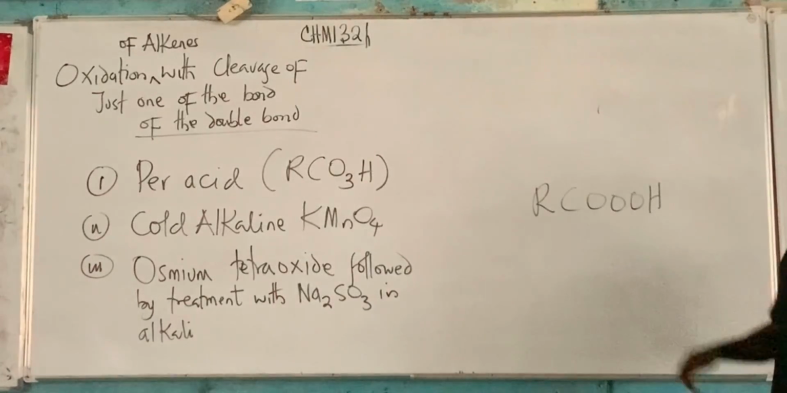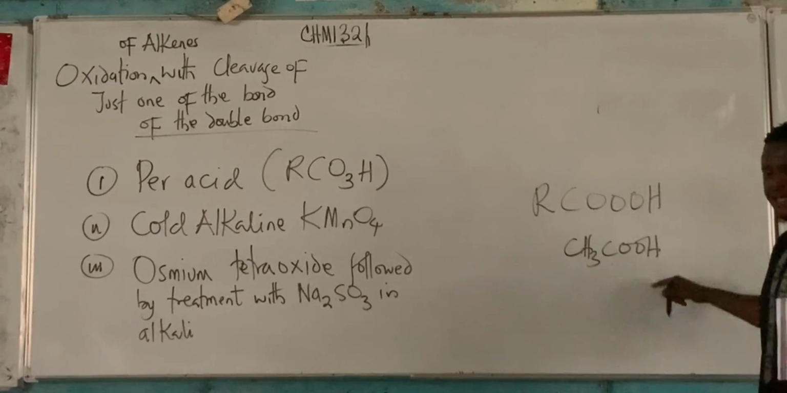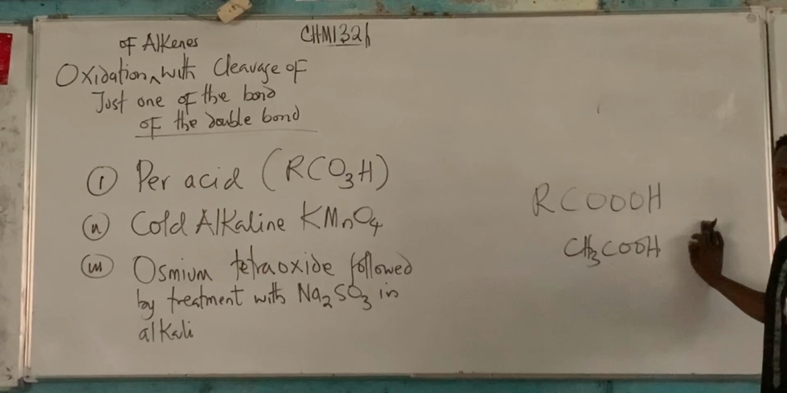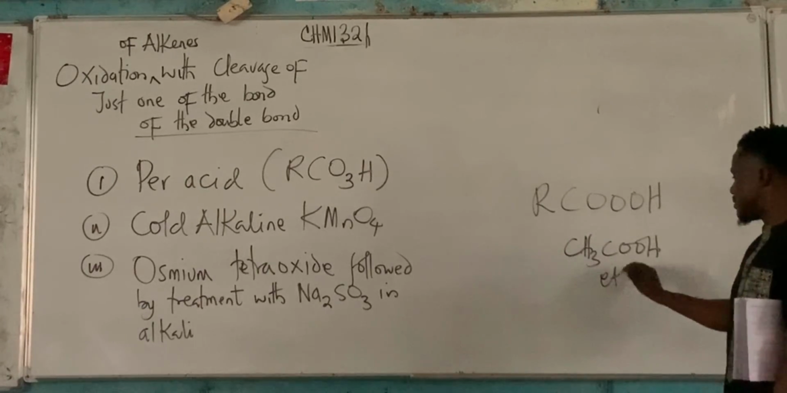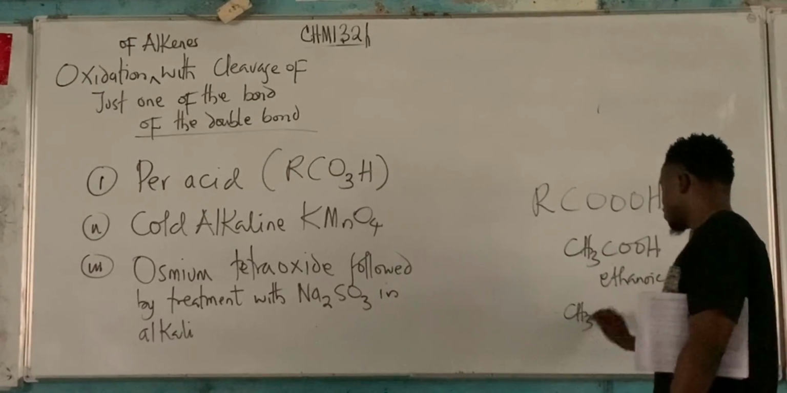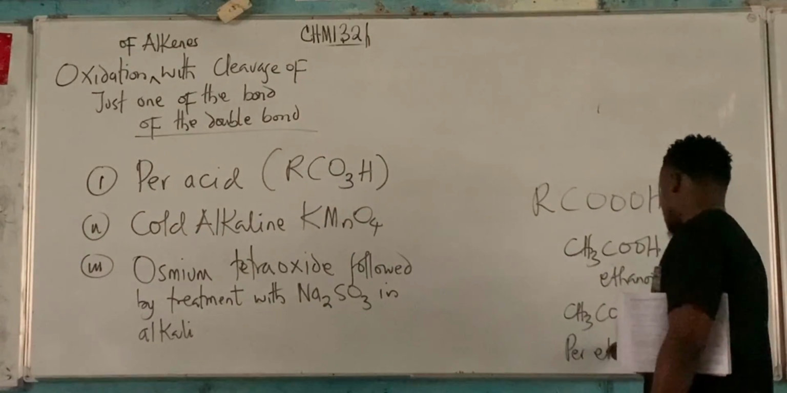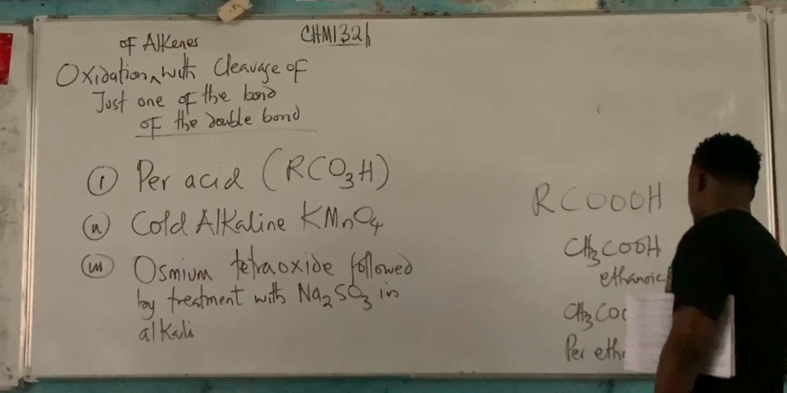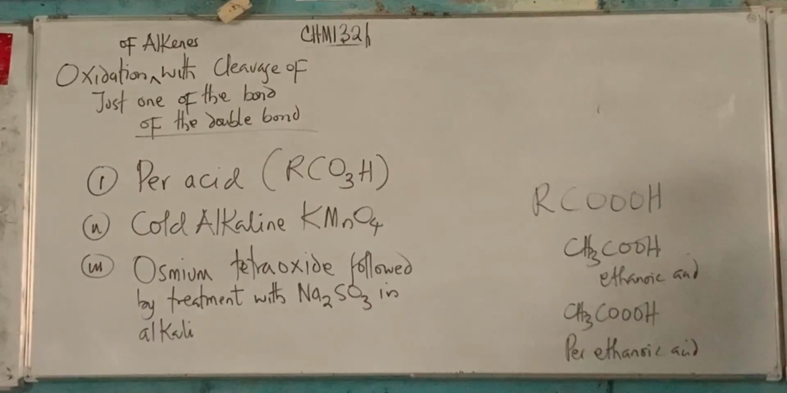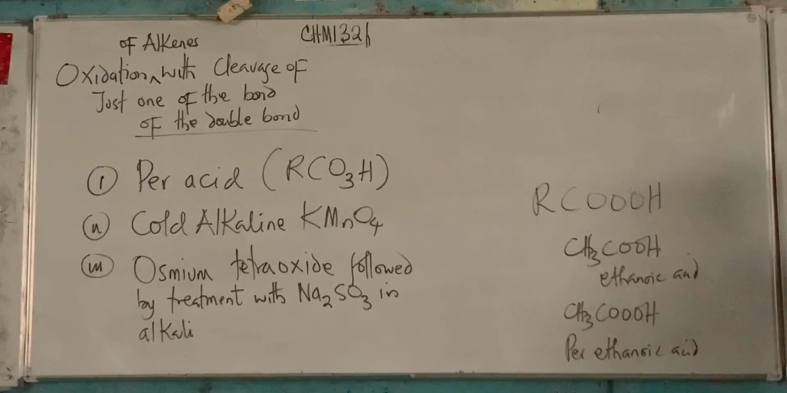So this per acid. Normally, if I have something like CH3COOH, this is called ethanoic acid. But if I come here and increase the oxygen to 3, this becomes per-ethanoic acid. So take note of that. The reason why we call it per acid is because there is extra oxygen added to the carboxylic acid.